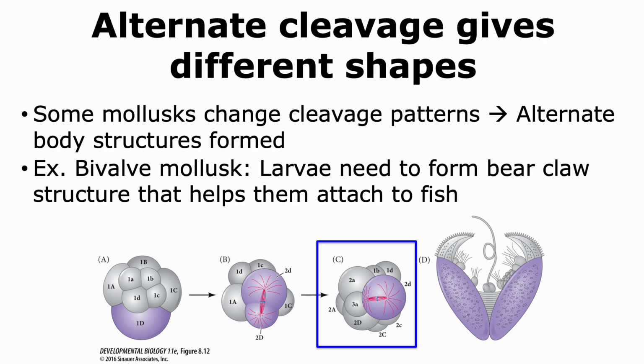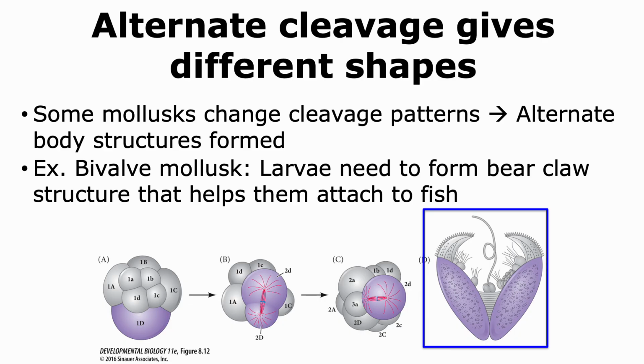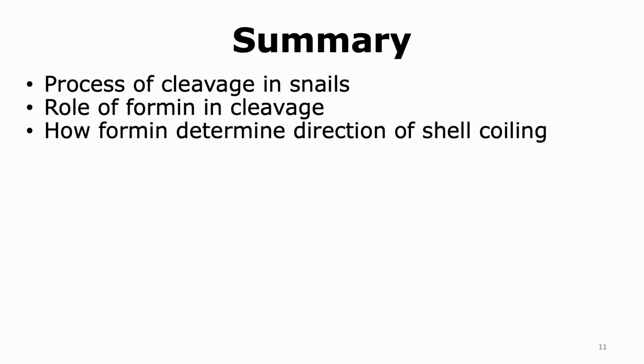Further development with this larger 2d will result in this claw structure that allows proper dispersal of larvae. Thus, alternate cleavage can give different shapes in the organism. With this, we come to the end of our talk, where we learned about the process of cleavage in snails and the role of formin, and how formin determines the direction of shell coiling by affecting the process of cleavage.